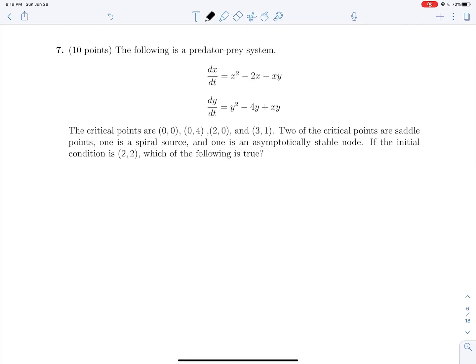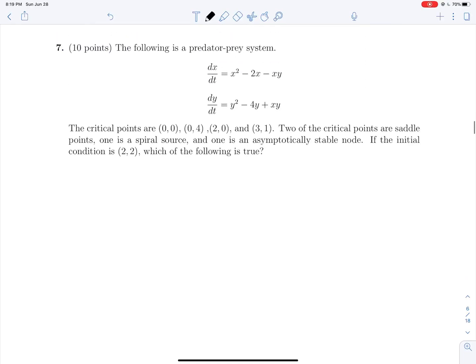Question 7, the following is a predator-prey system. It has some critical points. 2 of those critical points are saddle points. One is a spiral source and one is an asymptotically stable node. If the initial condition is 2, 2, which of the following is true?